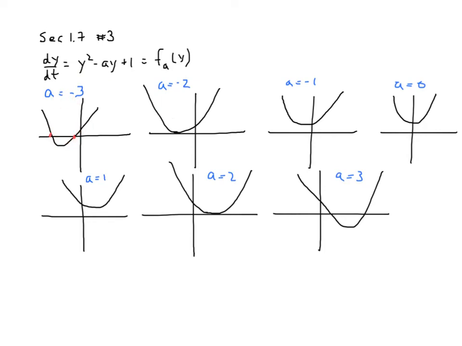As I change a from -3 to -2, it's lifted up, and we do have only one equilibrium value here, which is a node in that it's positive before it and positive afterwards. And then from -1, 0, and 1, we're clearly above the axis, and so there are no equilibrium values. Everything is positive, so our phase line would just have an upward arrow.